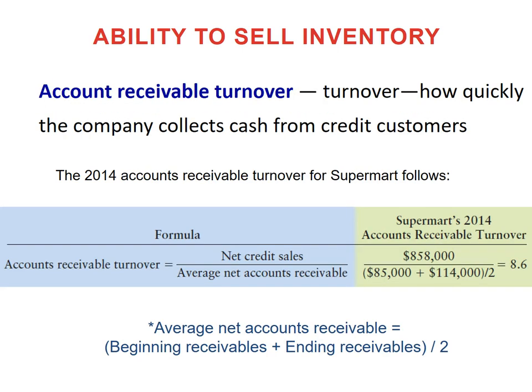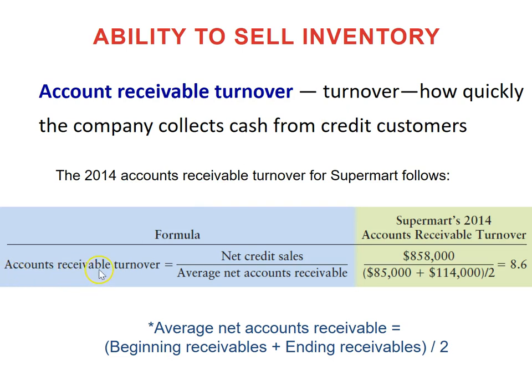Now another ratio also tells you about the ability to sell inventory, which is called the accounts receivable turnover. That means how quickly you actually collect cash from your customers. If you make any credit sales, it creates accounts receivable, and you also need to know how quickly you can collect cash from those credit sales. Again, the higher the ratio, the better it is for the company.